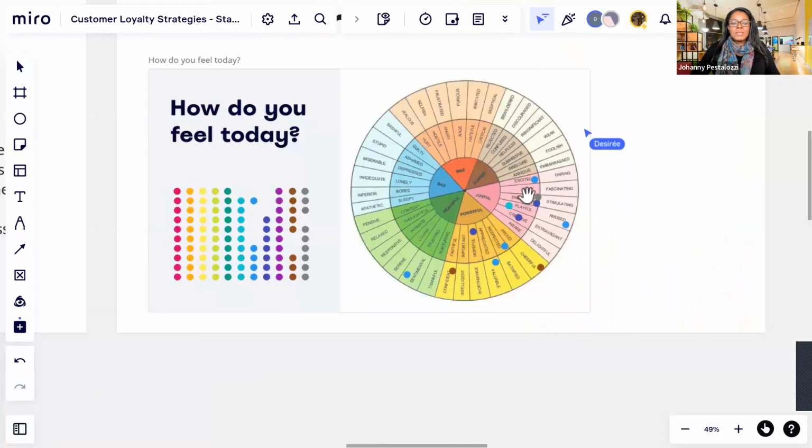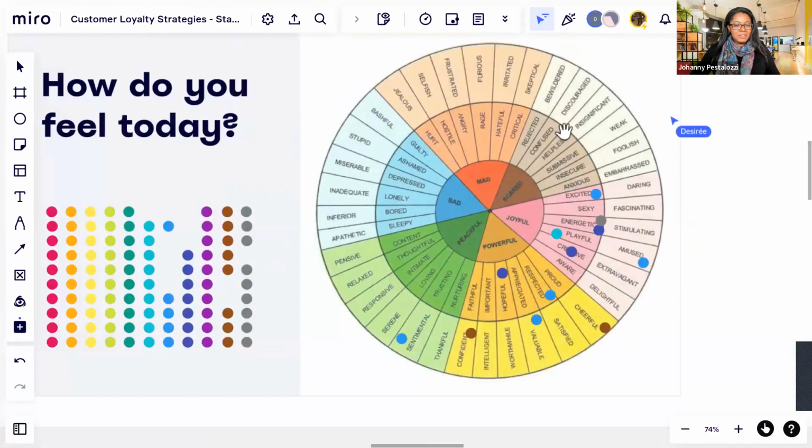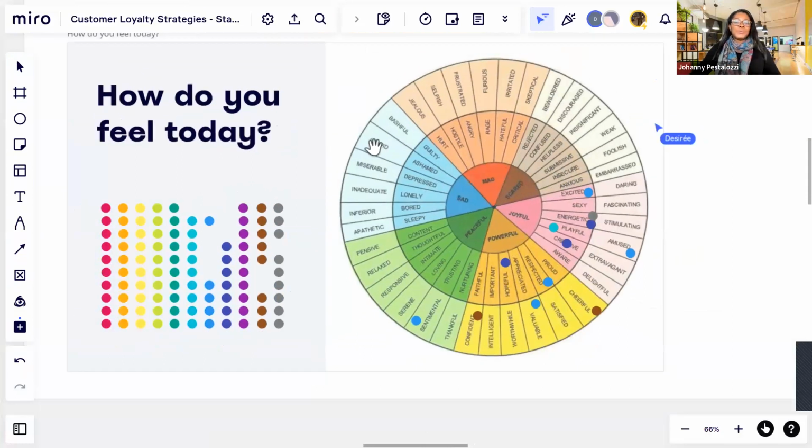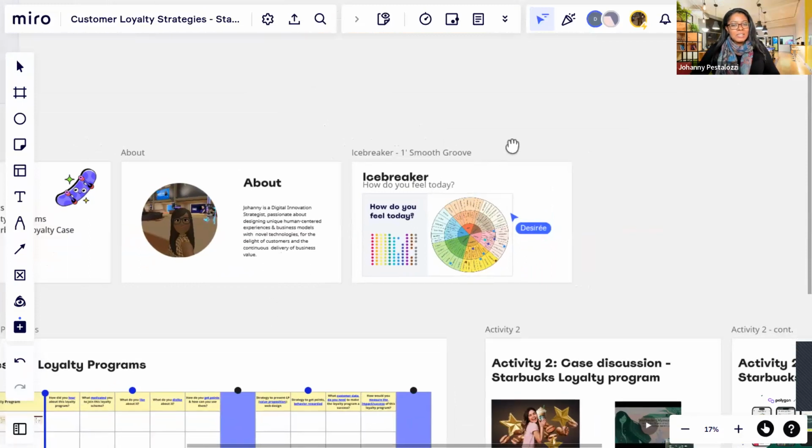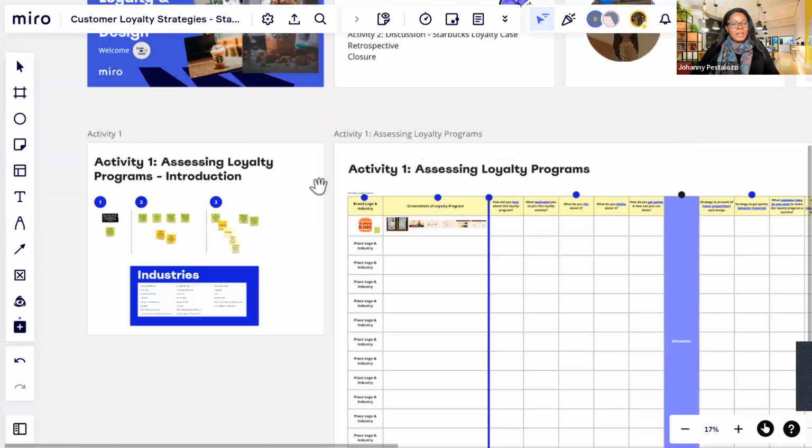Okay. Well, in any case, thanks a lot for participating in the icebreaker. It's always good just to have an idea of how the group is feeling before we start. So I would say we can go directly into the activity.